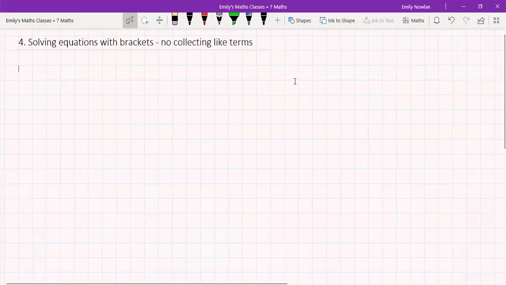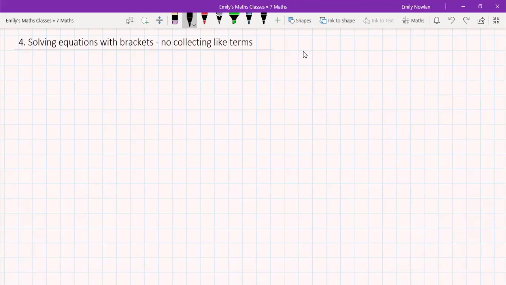Okay, fourth clip for Year 7. This time we're going to solve equations with brackets. Now we've done one earlier on, if you remember, but this time I'm going to do it in two ways. So have a look and let's see how it goes.